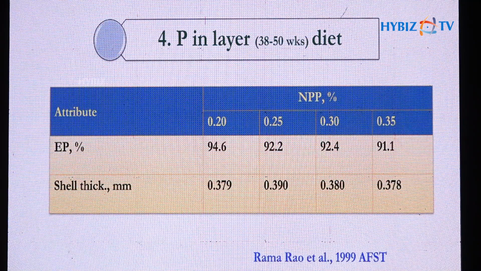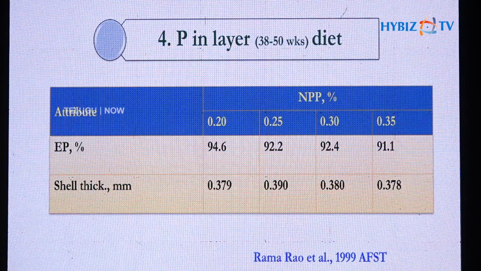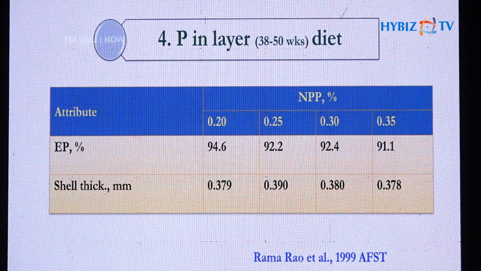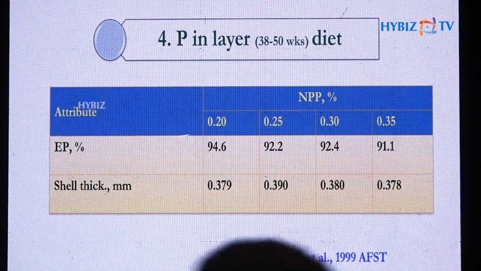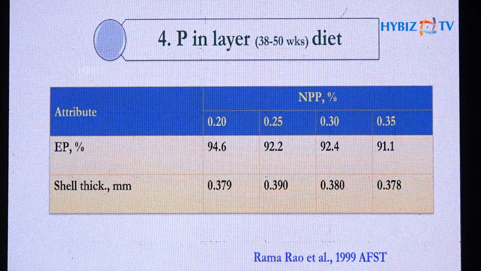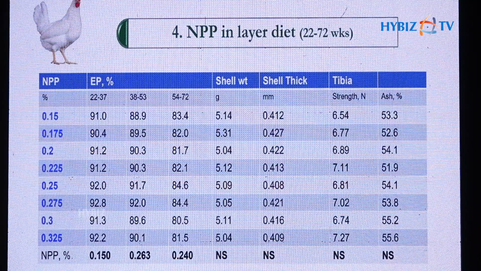So this is the trial which we did for my PhD almost two and a half decades back. When we reduced the available phosphorus from 0.25 to 0.2, there was no significant drop in egg production, which means 0.25% was just adequate. When I made this presentation two decades back, everybody criticized it. Fortunately, subsequently many people, even now I think a large majority of people, believe it and are using this level of available phosphorus. Without affecting egg production and shell quality, we can reduce phosphorus to 0.2% or even more.